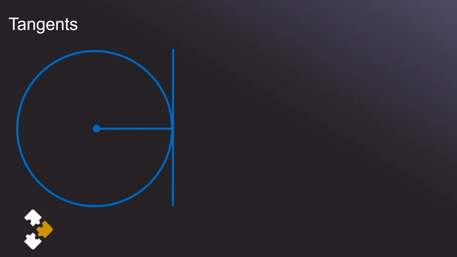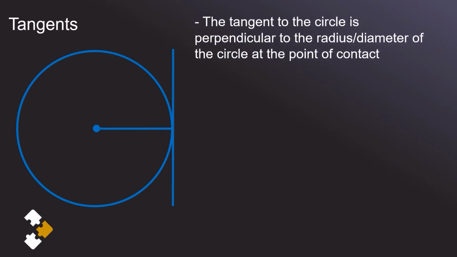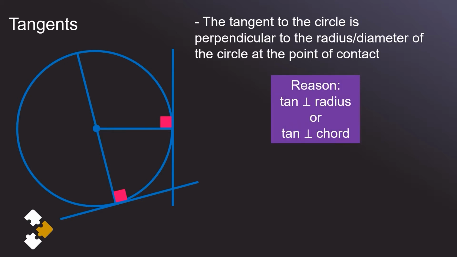Then we're going to look at tangents. The tangent to the circle is perpendicular to the radius or the diameter of the circle at the point of contact. So if you've got a radius and it meets a tangent, they meet each other perpendicularly. In other words, there's a 90-degree angle there. And same goes for a diameter. If a diameter meets a tangent, then that is going to be a perpendicular line. So those are going to be 90-degree angles. And the reason is quite simple: tan perpendicular to radius or tan perpendicular to chord.